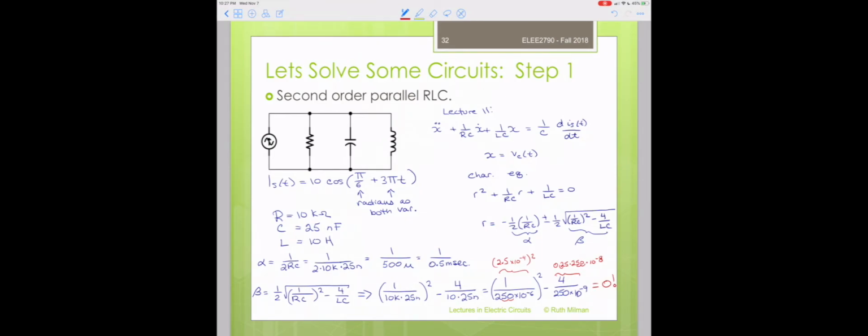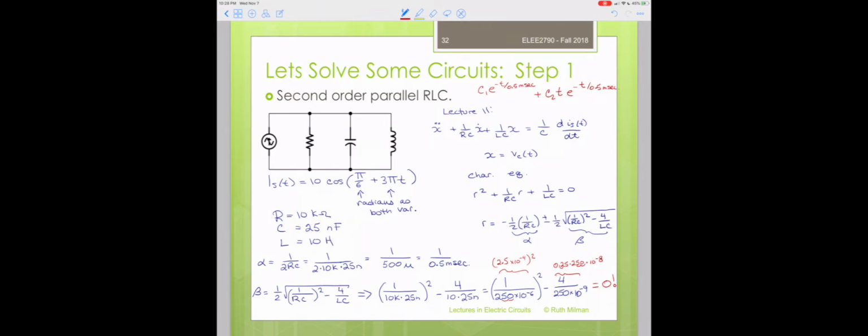Therefore, we're going to have a solution that's in the format of C1 times e to the minus t over 2RC. So that's simply, we looked at that already, 2RC is 1 over 0.5 milliseconds, plus C2 times t times e to the minus t over 0.5 milliseconds.